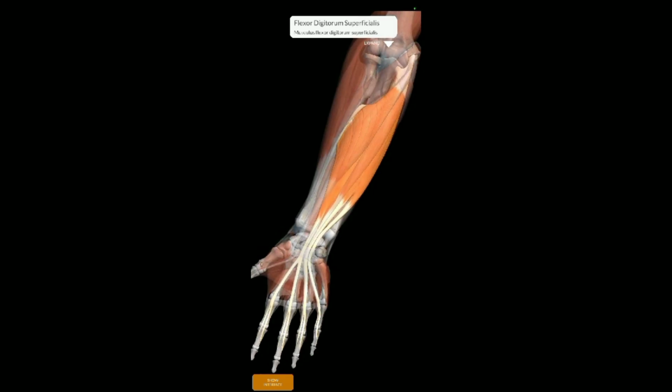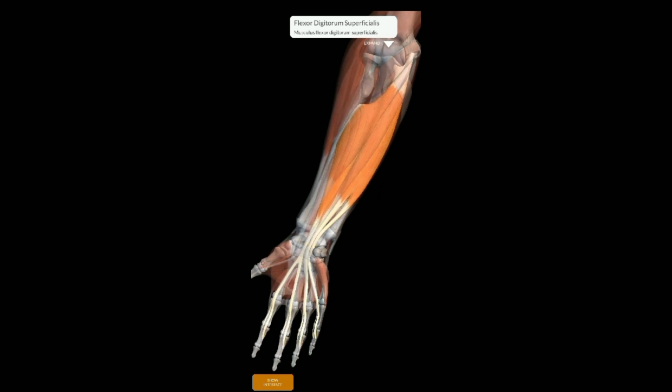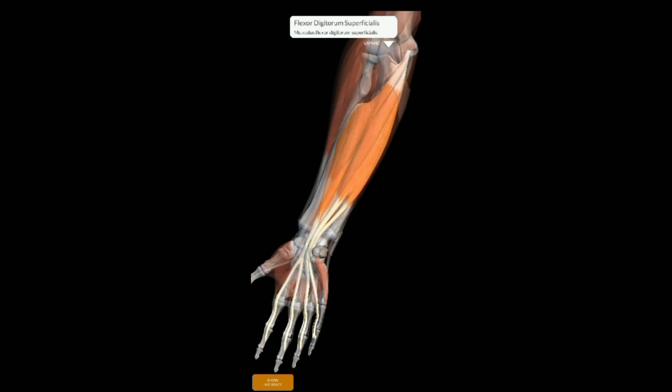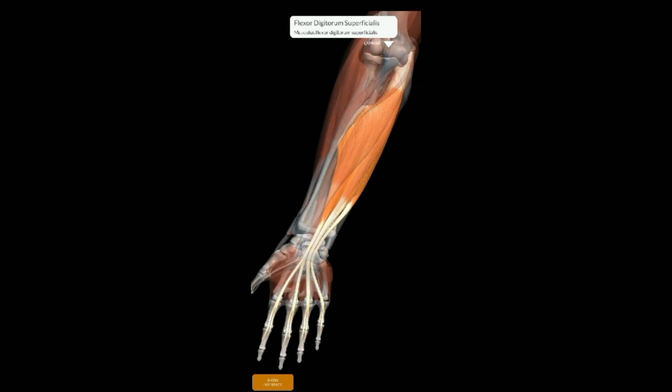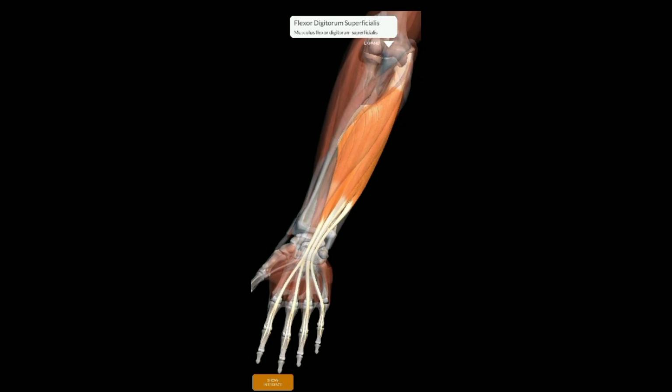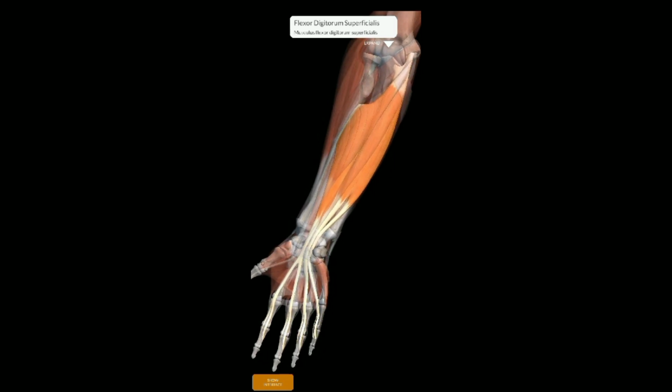Flexor digitorum superficialis has two heads, the humero-ulnar head and the radial head. The origin of the humero-ulnar head is the common flexor origin and the coronoid process of the ulna. The origin of the radial head is the oblique line on the anterior surface of the radius.